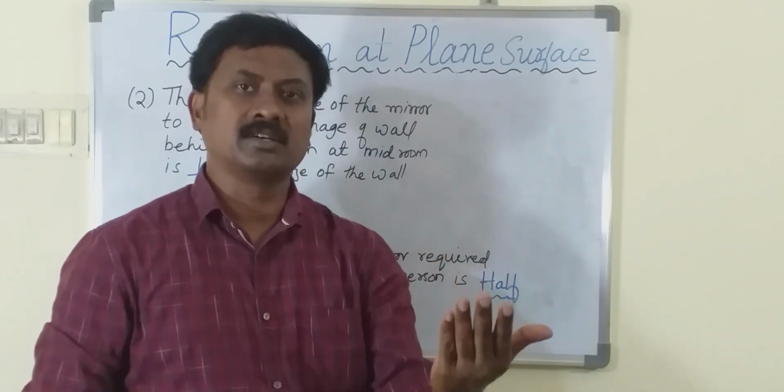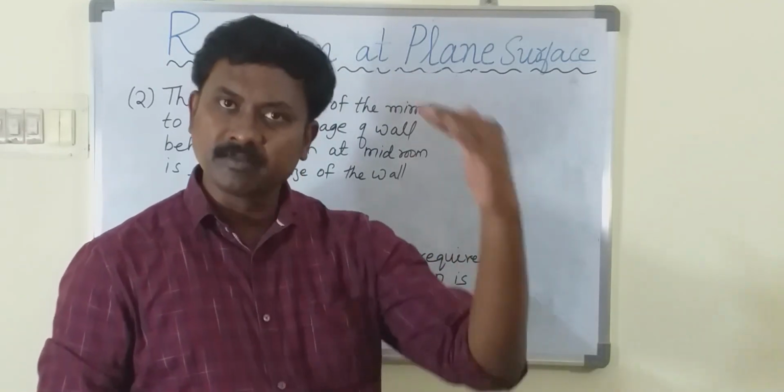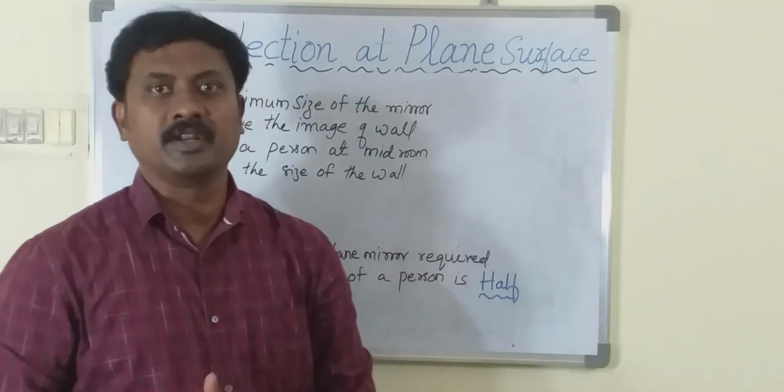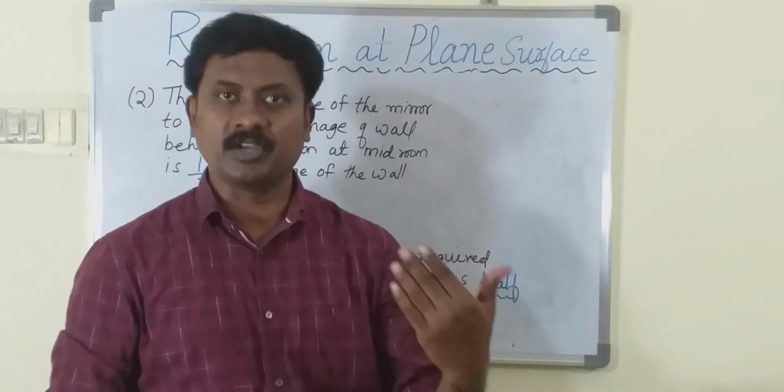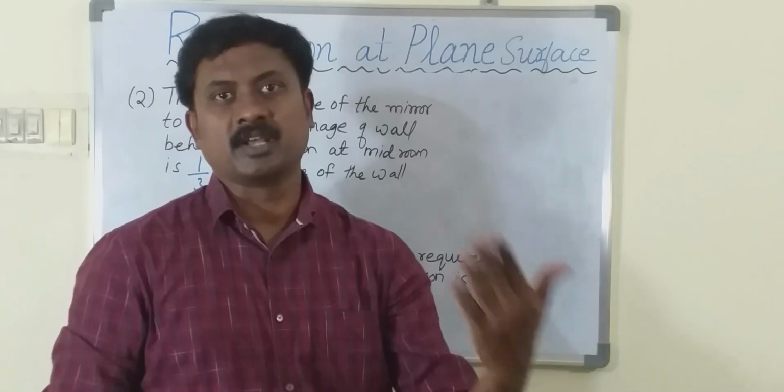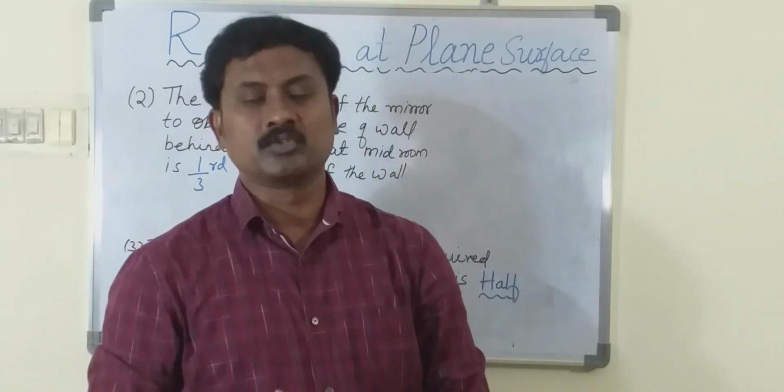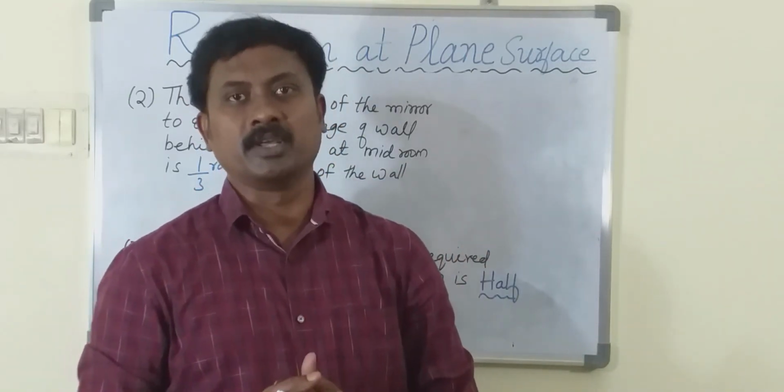If the person is, let me say, 5 feet, then the minimum size of the mirror which is required is 2.5 feet. That is, the minimum should be 2.5. So these are the total 3 important formulae related to mirrors.